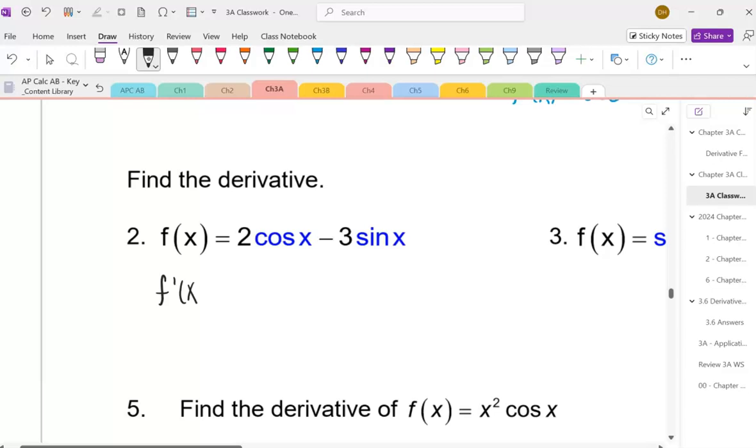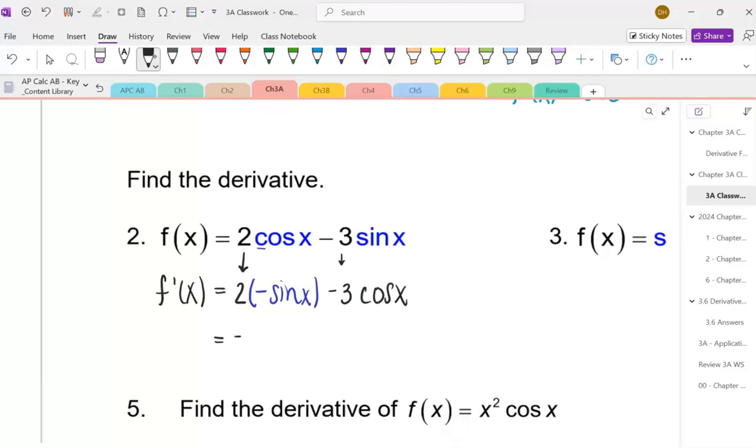So the derivative of 2 cosine x minus 3 sine x, we're going to drop down the constant in the front, 2, and then when we take the derivative of cosine, it's actually negative, right? Starts with c, it's negative sine x, and then once again you're going to drop down the minus 3, and we take the derivative of sine, it's cosine x. So really we have negative 2 sine x minus 3 cosine x.